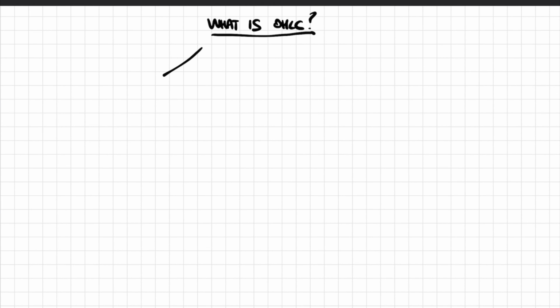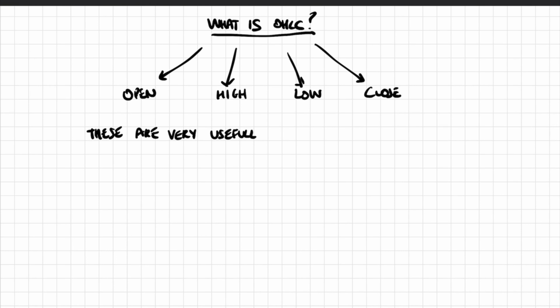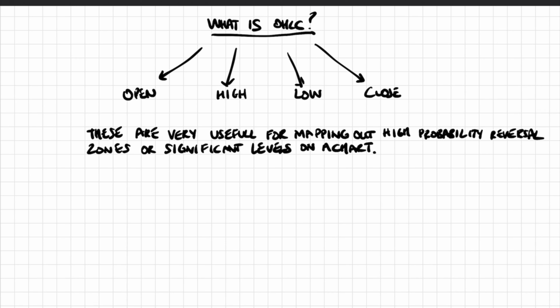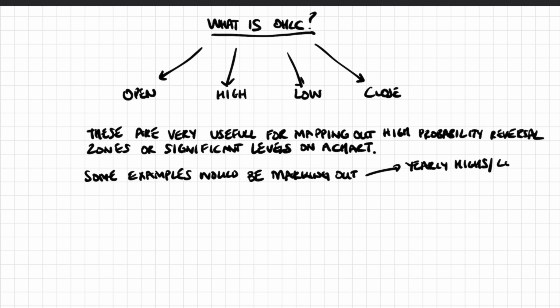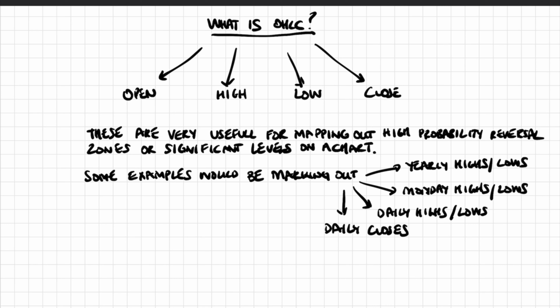What is OHLC? It stands for the opening price, the high price, the low price, and the closing price. These are very useful for mapping out high probability reversal zones or significant levels on a chart. Some examples would be marking out the yearly highs, yearly lows, Monday highs, Monday lows, the daily high, daily low, or simply the daily closes.